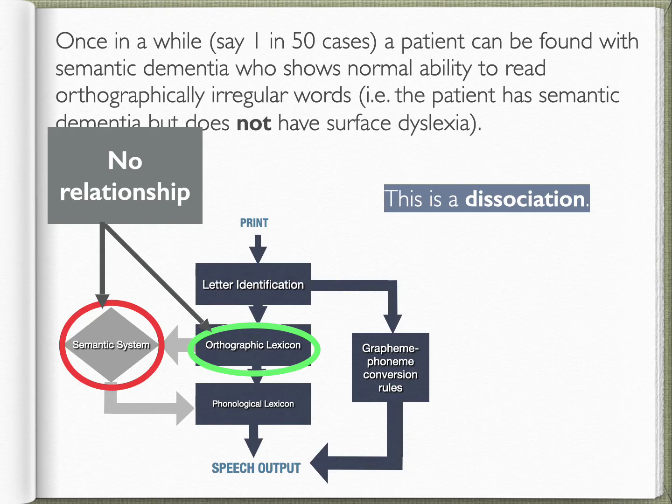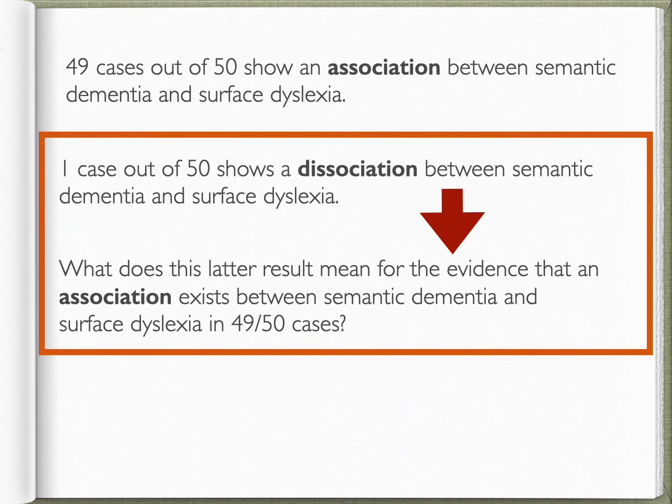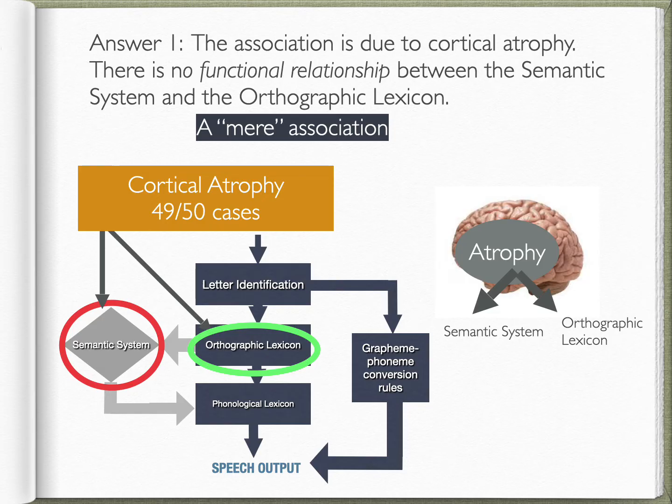So this has resulted in a controversy. There are two ways of dealing with the controversy. Here's one way. When you damage the semantic system in semantic dementia, the damage doesn't stay in the semantic system. It spreads out into the rest of the brain through atrophy. And so, because I damage the semantic system, there's sort of spreading atrophy all through the language system, and some of it engulfs the orthographic lexicon just by chance. And that happens in 49 out of 50 cases.